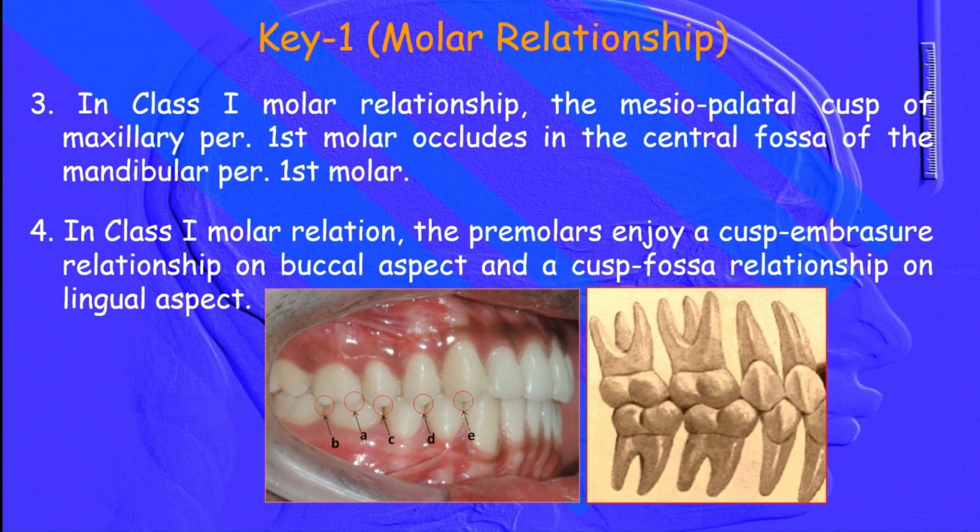Now we will discuss the third criterion. The third criterion is that in class 1 molar relationship, the mesial palatal cusp of maxillary permanent first molar occludes in the central fossa of the mandibular permanent first molar. Now look at the pictures below. See, when all 3 criteria for Angle's class 1 molar relation are present, then the premolars enjoy a cusp embrasure relationship on the buccal aspect and a cusp-fossa relationship on the lingual aspect.